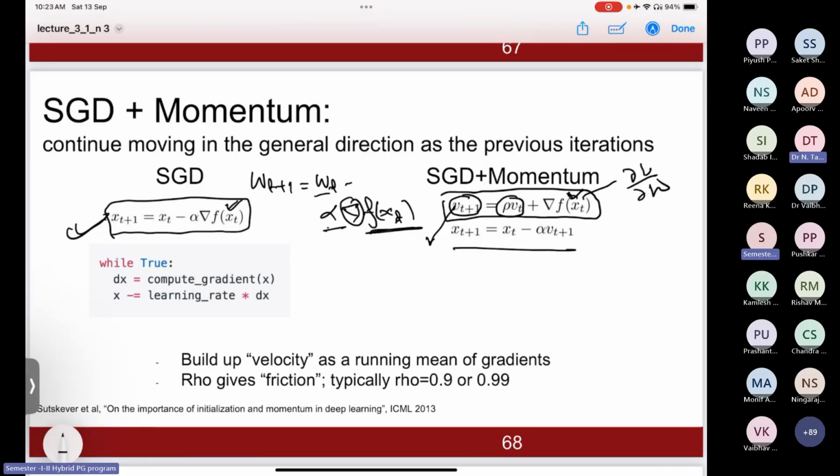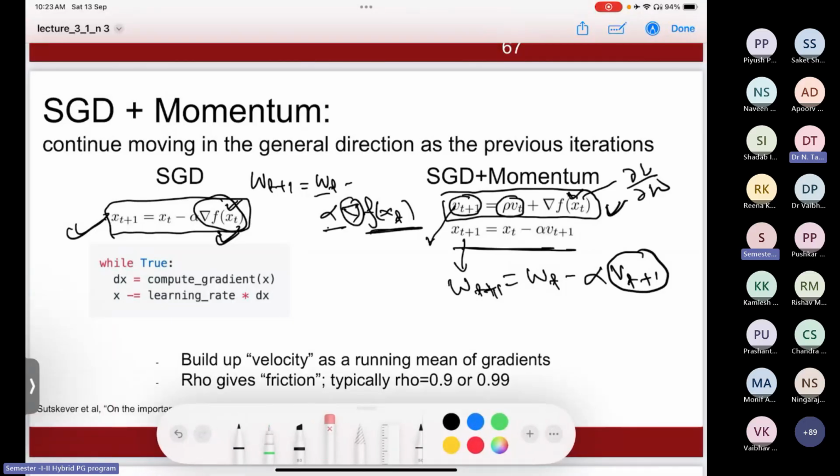In the next line I'm doing the same. So this is your Wt plus 1 equal to Wt minus alpha of Vt plus 1. Initially, in this case, you had del f(xt) here. Now, instead of that, I'm writing Vt plus 1. That's the difference. And where is this Vt plus 1 coming from? This Vt plus 1 is coming from here. Now, what is happening here? Let us try to realize it.